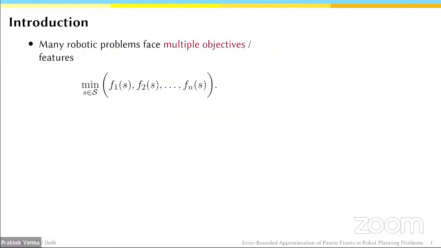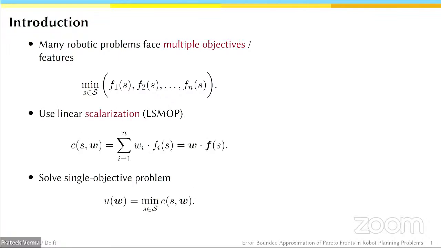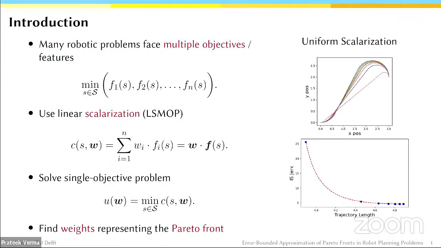In many robotics problems, we face the challenge that we want to simultaneously optimize multiple objectives or features. So we want to find a solution that minimizes a set of different objective functions. One of the most common approaches to these types of problems is to use a linear scalarization, where we put weights on these features, and we then solve a single objective optimization problem that minimizes this weighted sum. An important question remains: how can we find good weights for the scalarization such that we recover the set of Pareto optimal solutions? That is the set of solutions where we can't improve any of the objectives without worsening at least one of the other objectives.